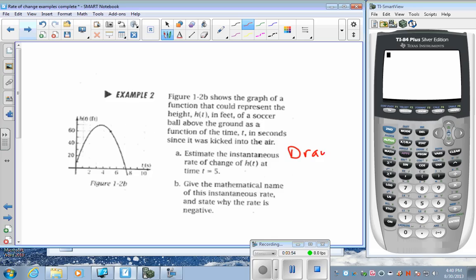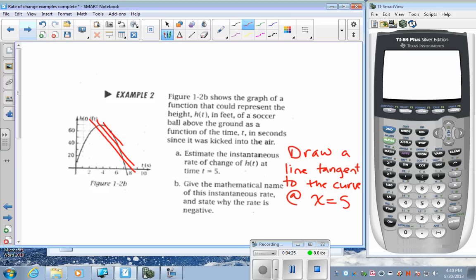I'm going to draw a line tangent to the curve, and we're going to do that at x is equal to 5. So I identify where x is equal to 5, and I'm going to again estimate my tangent line. You're going to use a ruler, and you're going to lay your ruler down right here, and you're going to scooch it closer and closer until you have approximately a tangent line. And again, you really want to use a straight edge for this. You don't want to eyeball it.